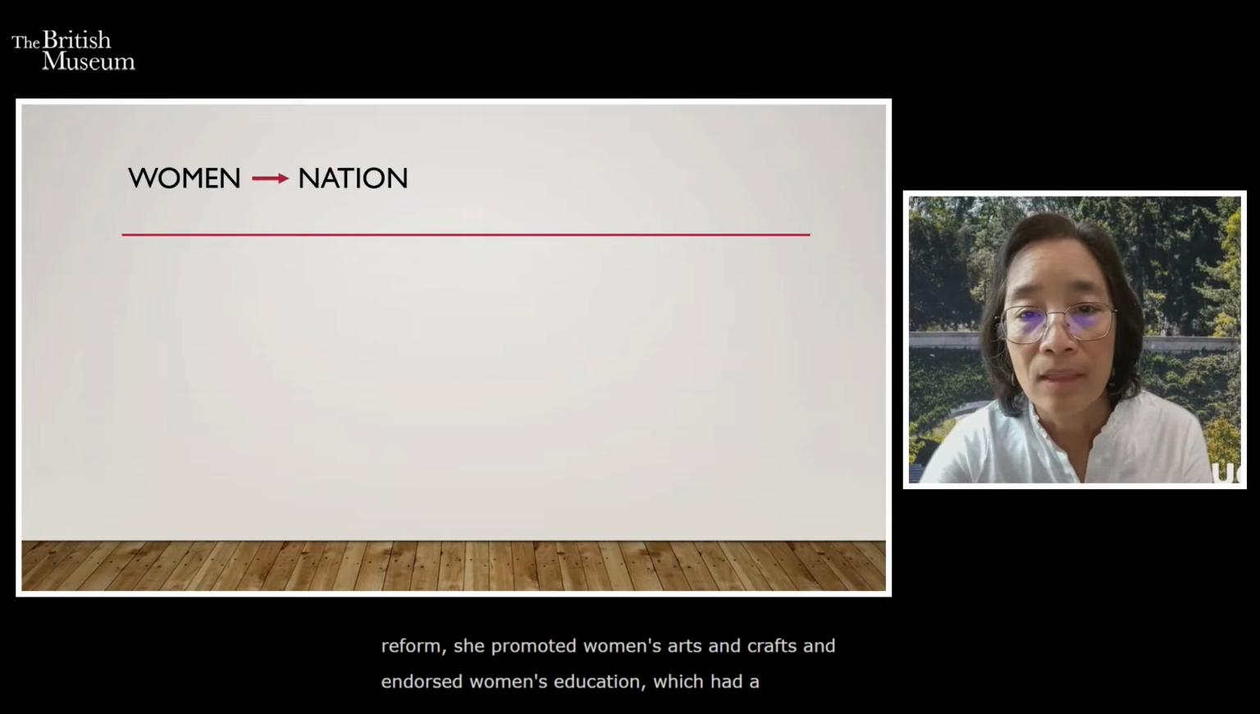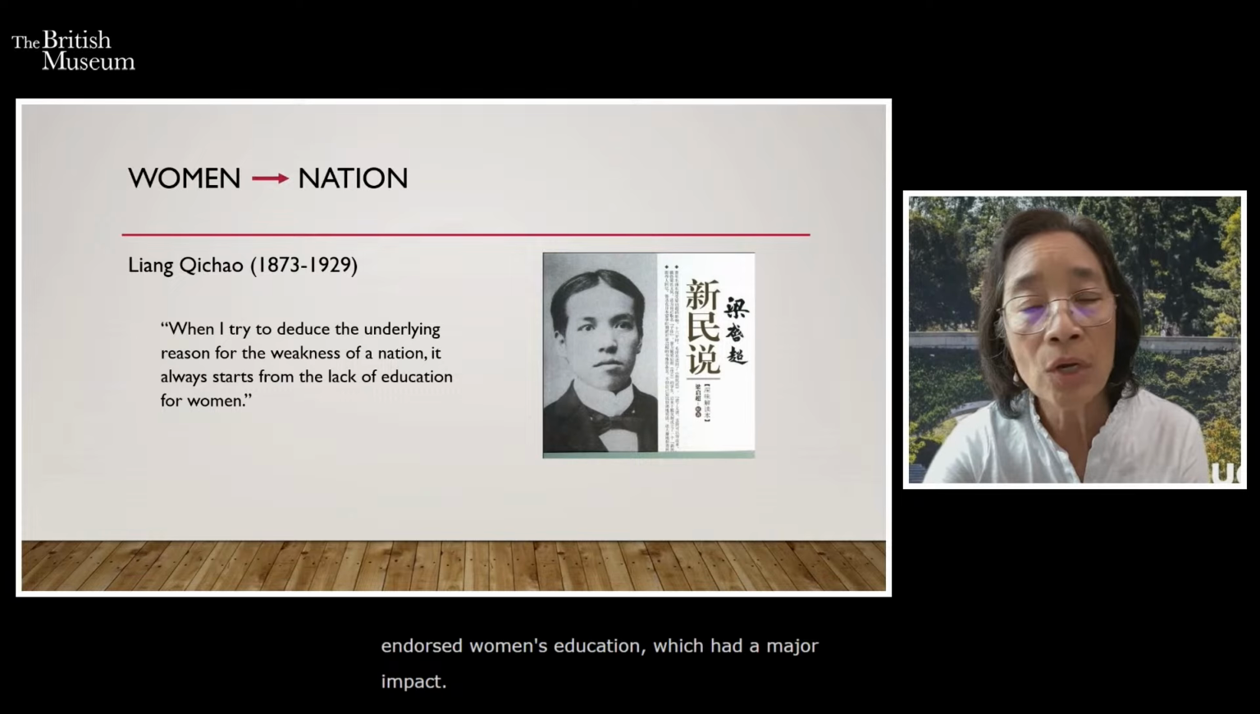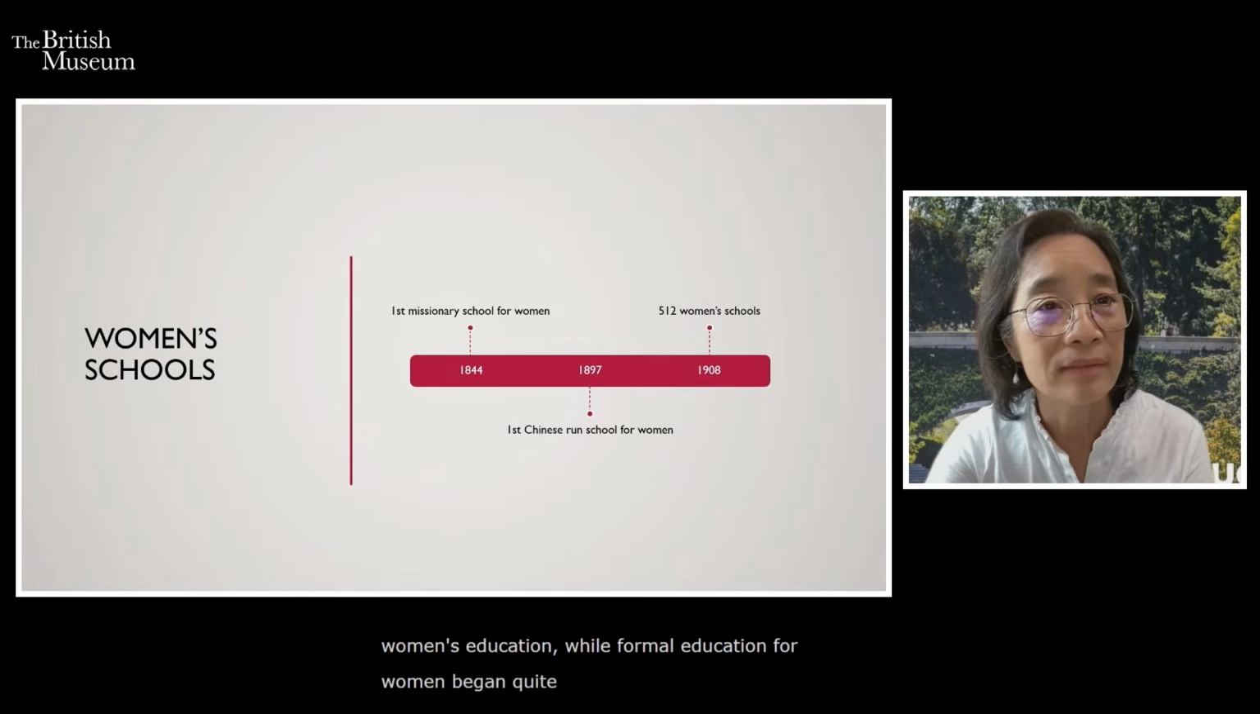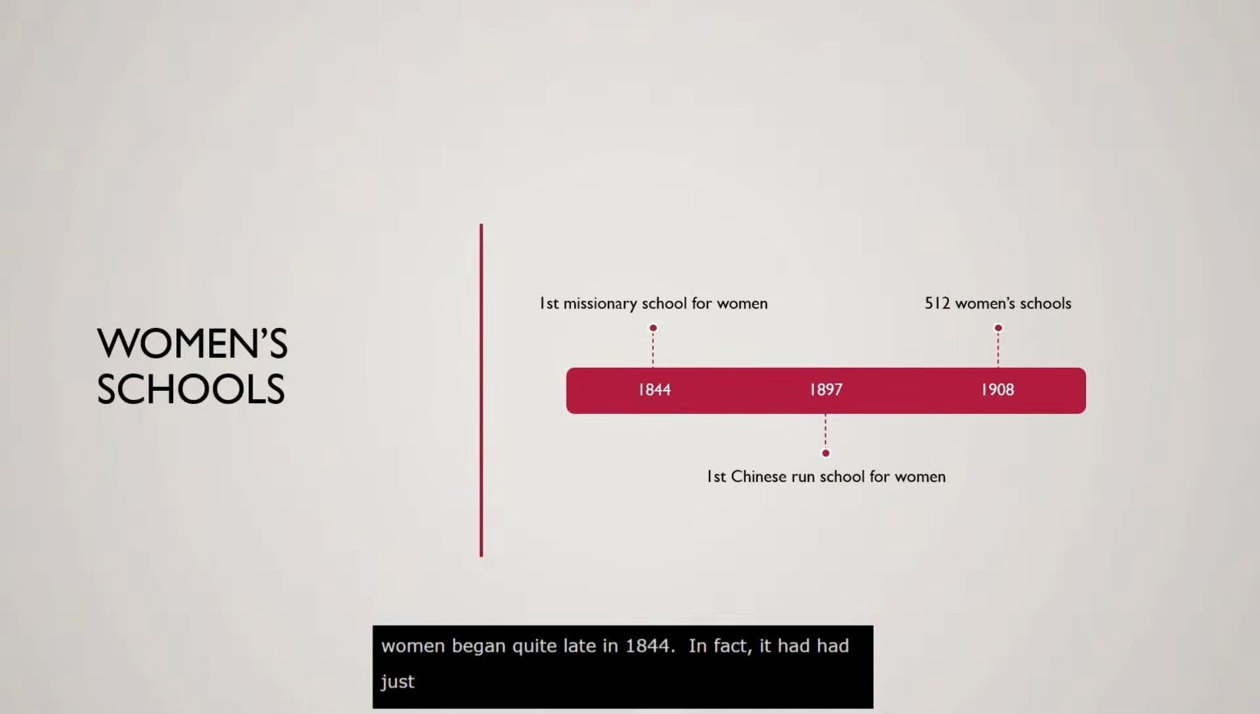Recall the reformers such as Liang Qichao had been calling for women's education, while formal education for women began quite late in 1844. In fact, it really had just one school, and for about 20 years, hardly anything much happened. By the time Cixi died, the Empress Dowager died in 1908, there were more than 500 women's schools with more than 20,000 students.